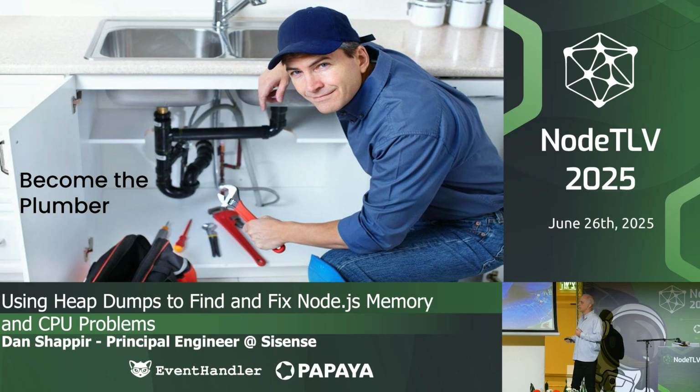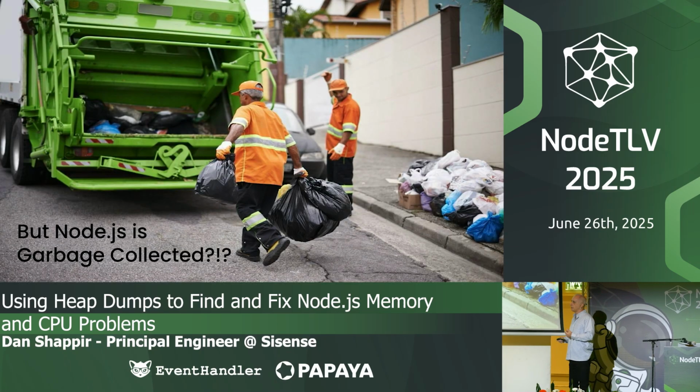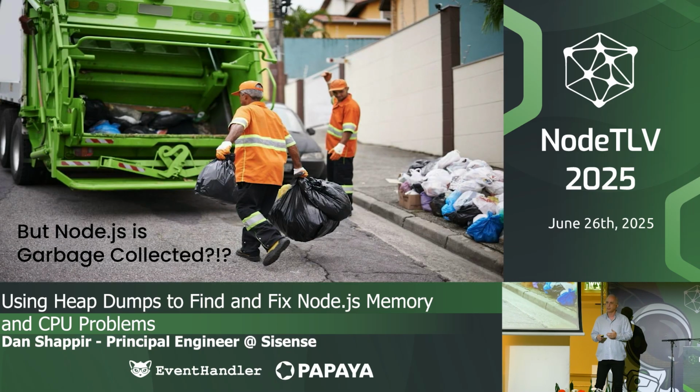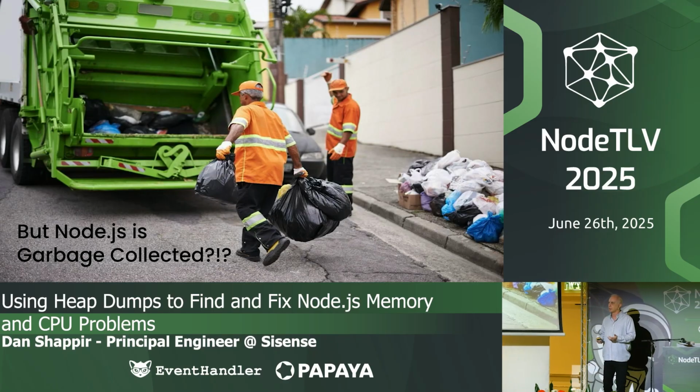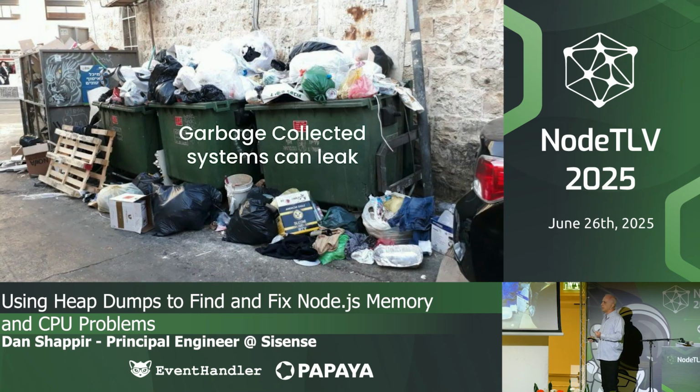But you might be asking me at this point, hey, I've heard that Node.js, or actually even JavaScript itself, is a garbage collected system. Aren't garbage collectors supposed to safeguard you from memory issues such as memory leaks? After all, they automate the process of managing memory. Well, as anybody who's ever lived in Israel should know, the fact that you have garbage collection does not safeguard you from garbage overflows and from leaks and stuff like that.